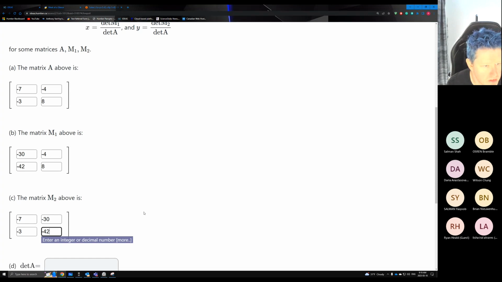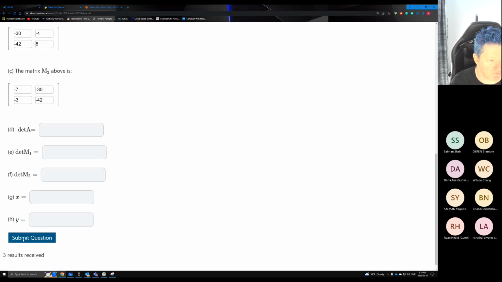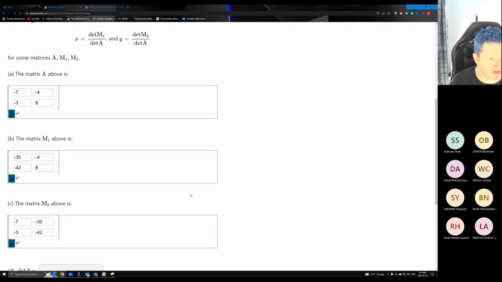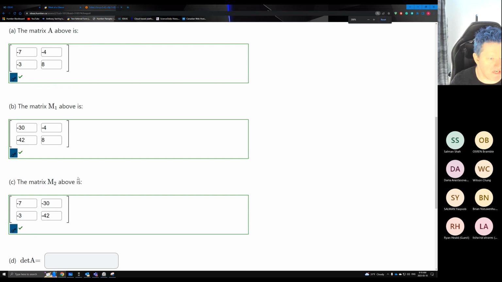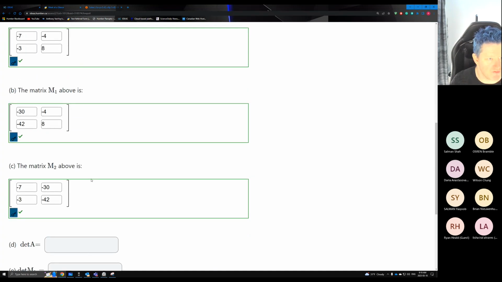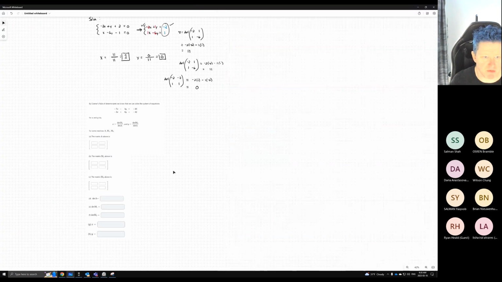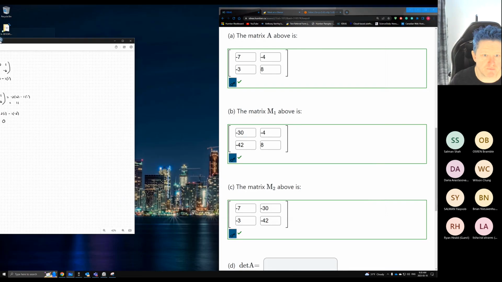Okay, now I just want to test to see if I've got the matrices right first. So I'm going to press submit just to see. Okay, so I've got the matrices right. So the next thing it wants me to do is find the determinant of each of these. So I'm going to do that off to the side here because I'm going to need a little bit of room for that.